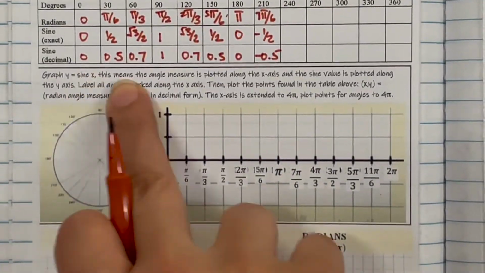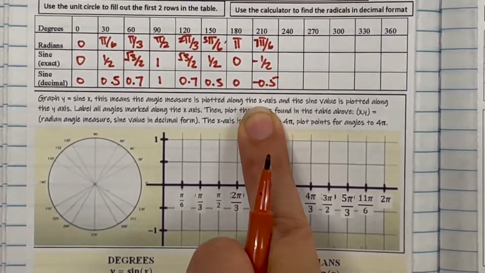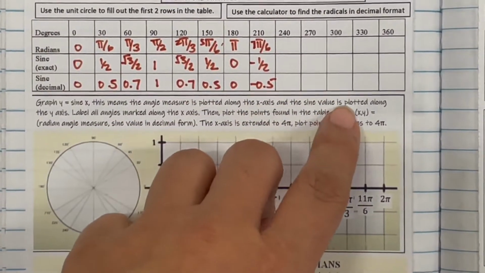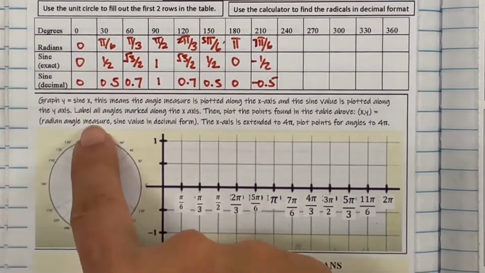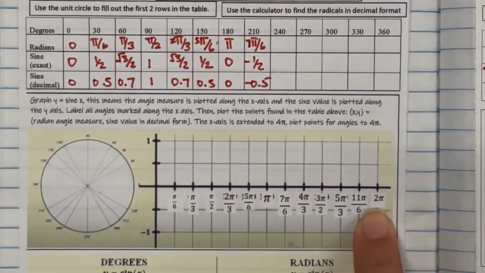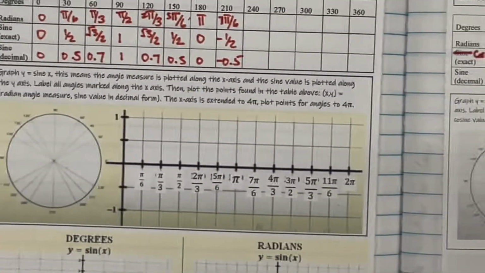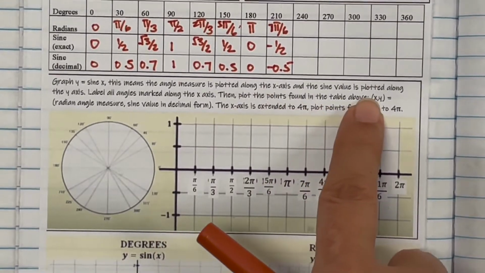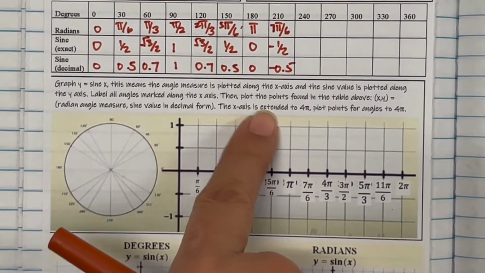Once you have that, you're going to plot it, okay? So for sine, the angles are plotted across the x-axis and the sine values are plotted along the y-axis. Here I have it in radians and here I have it in degrees because there are two ways you can see it. You need to know both. So we're going to plot it basically, okay?